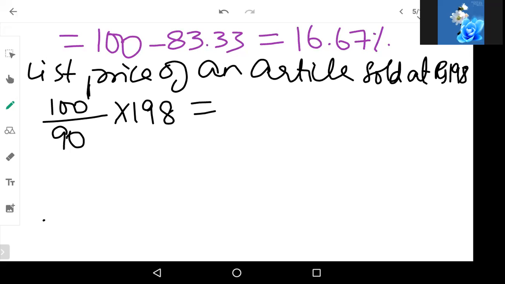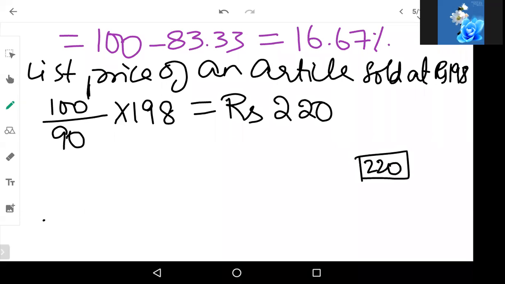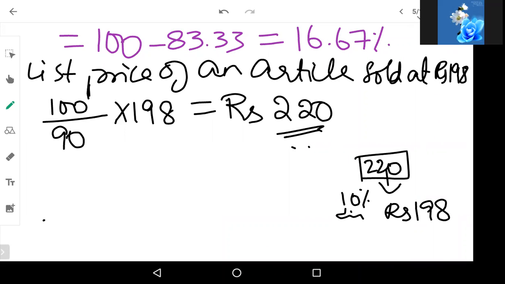So the list price of the article is 220. So the MRP on the article was 220. He sold it at 10% discount at rupees 198. Okay, so this is the list price of an article. Is it clear?